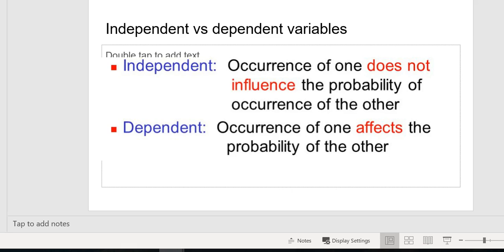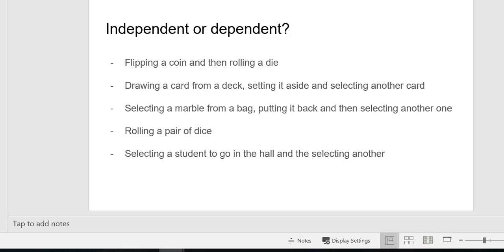Dependent is dictated. For example, if I took something out and put it aside, that is now being affected, because now there's less of whatever in the pile. So flipping a coin and then rolling a die: if I flip a coin, just because I land on heads doesn't mean I'm more likely to get an even number. So that's why it's independent.